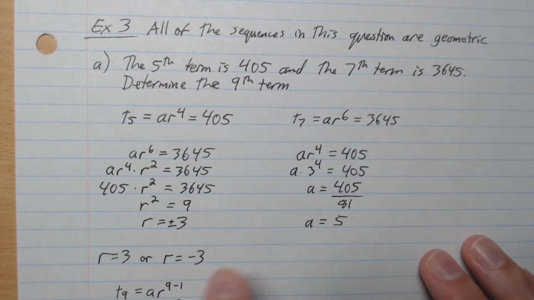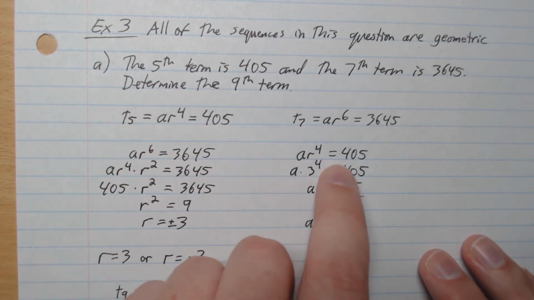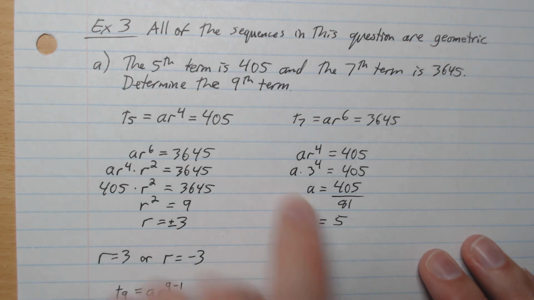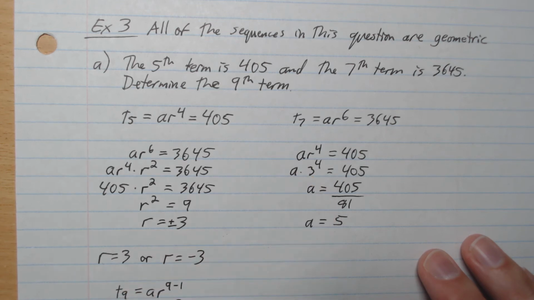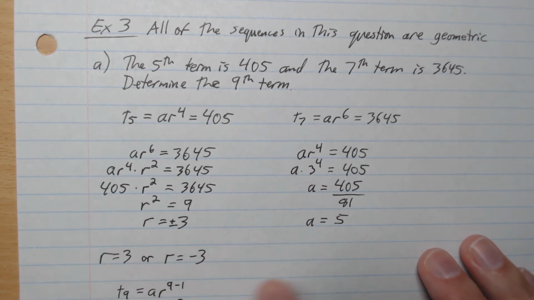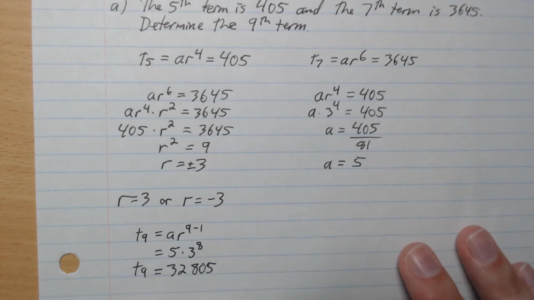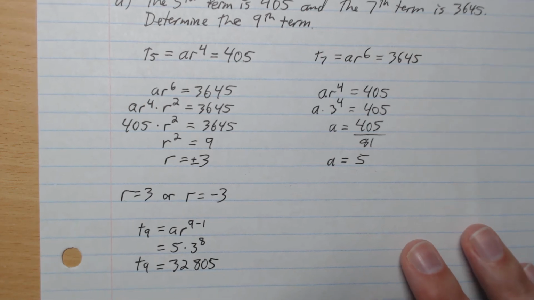And so by plugging our r value into our ar^4 equals 405, the only unknown is now a. So we can divide by 3 to the 4 on both sides, and we get a equals 5. And we notice that it's to an even power, so if you plug in negative 3, you get the same answer. So we know our r value and we know our a value, and so we want our ninth term. So T9 equals ar^(9 minus 1). We know that a is 5 now. We know that r is 3 or negative 3, but because it's to an even power, that gives the same answer. And so T9 is 32805.